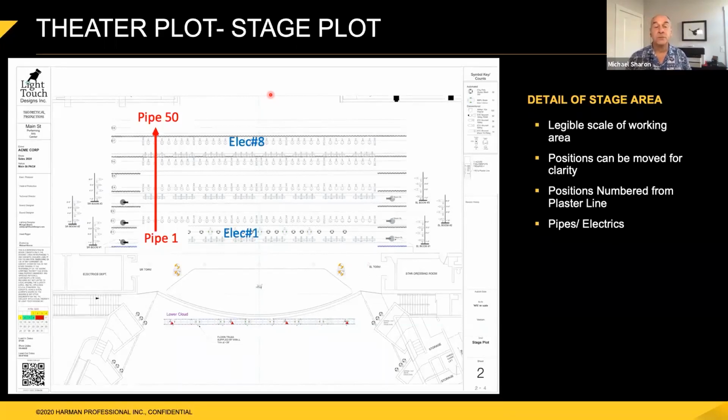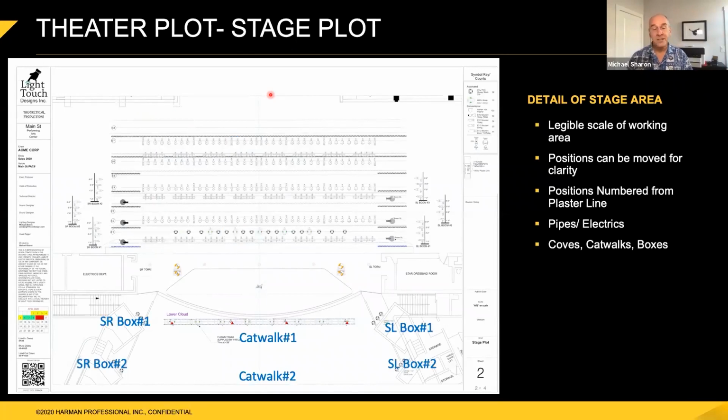Numbering typically starts at the proscenium and goes back. So pipe 1 is just upstage of your proscenium. Your electrics start, electric 1 is generally right behind the proscenium, and then going back, however many you have. The same thing gets reversed when you're out in the audience. So catwalk 1 will always be closest to the proscenium. Catwalk 2 goes further out. Same thing, your box booms going further out.